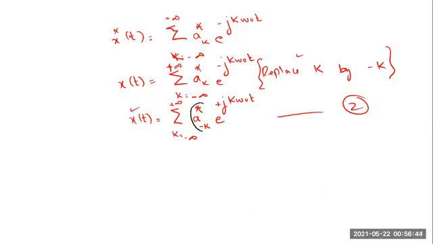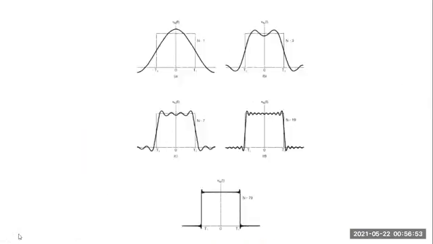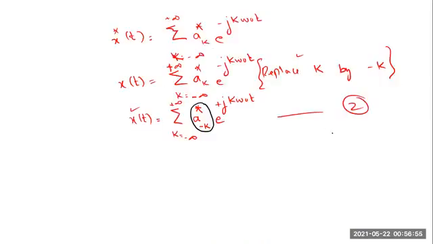this thing and this thing, they must be equal. They must be equal. So comparing 1 and 2, we get a result that ak must be equal to a minus k conjugate.